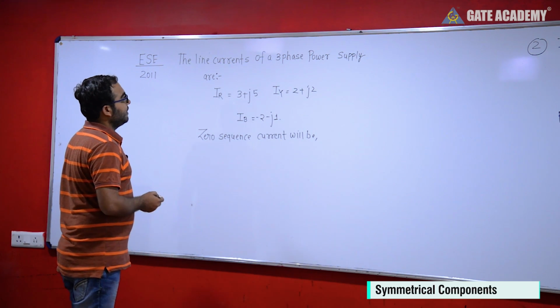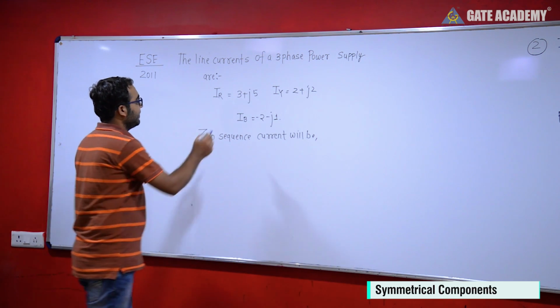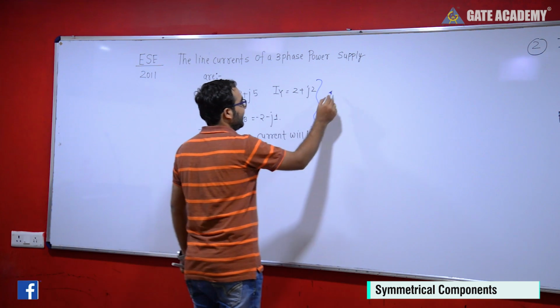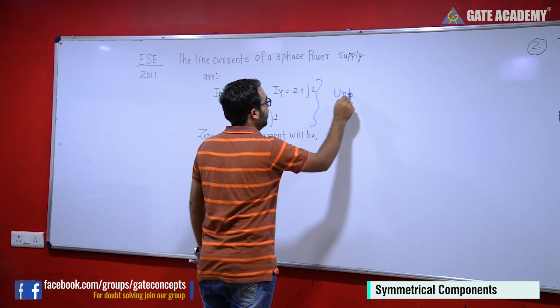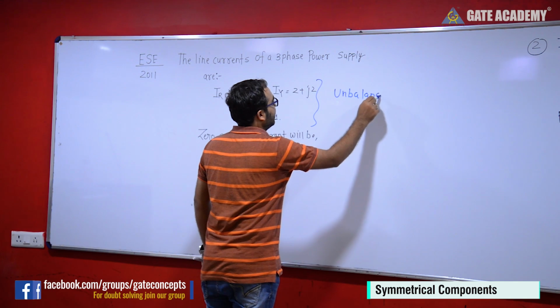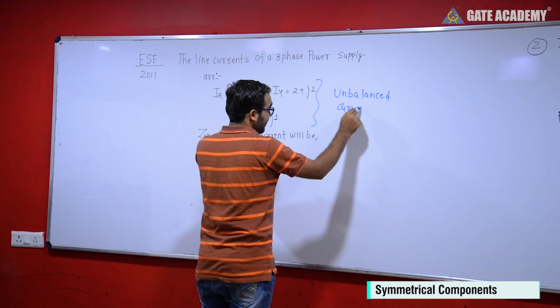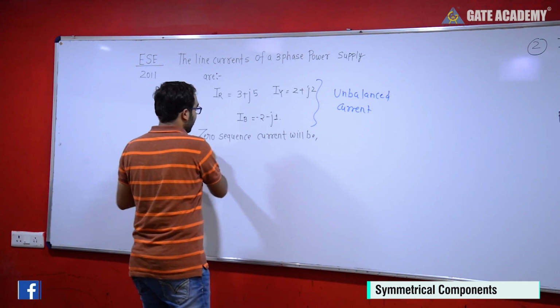The line current of a three-phase power supply: this is IR, this is IY, and this is IB. Now you can see this figure, and we can say this is an unbalanced current, because the magnitudes are not equal and the phase angles are not equal. The question is asked about the zero sequence current.